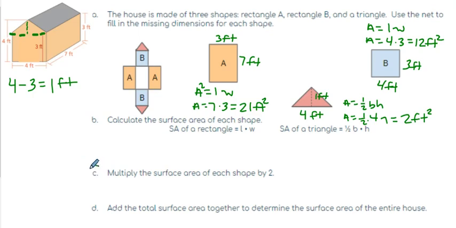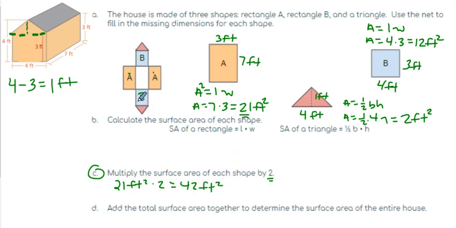My next step, step C, is to go ahead and multiply the surface area of each shape by 2. And the reason that I multiply each shape by 2 is because I have 2 of them. So I have 2 A's. So I'm going to multiply the surface area of A by 2. So 21 feet squared times 2 is equal to 42 feet squared.